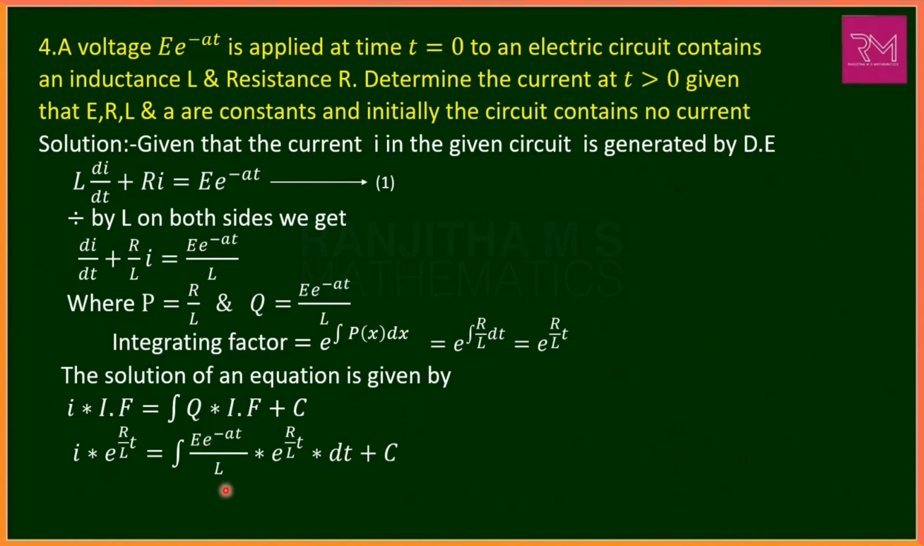Next step, take E by L as common, and remaining is I into exponential power r by L into t, which is equal to E by L, if we take it as common, remaining is integral of exponential power of, here we have e power minus at into e power r by L into t.